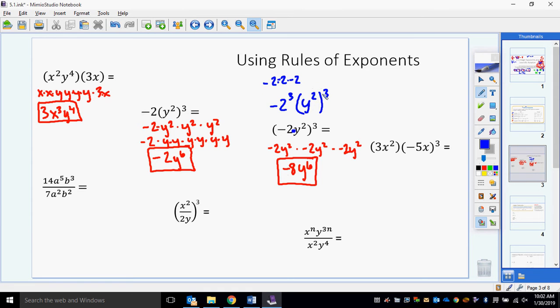And this is a power to a power, which we just worked on. A power to a power means you can multiply those. If you don't remember that you can multiply them, write it out the long way. So y squared 3 times would end up being y squared times y squared times y squared. So there's 6 of them. That's how I'm getting y to the 6.